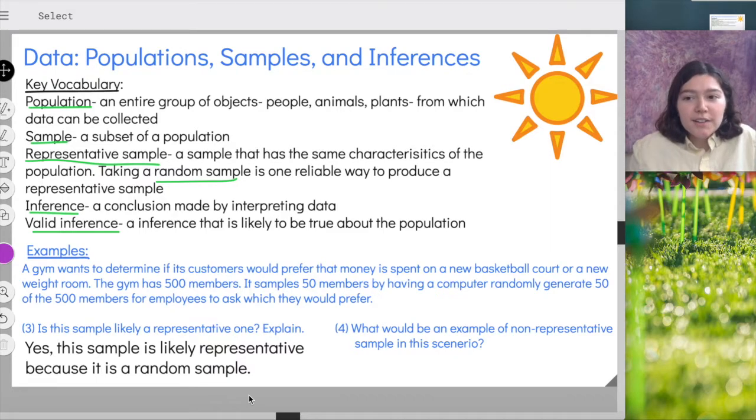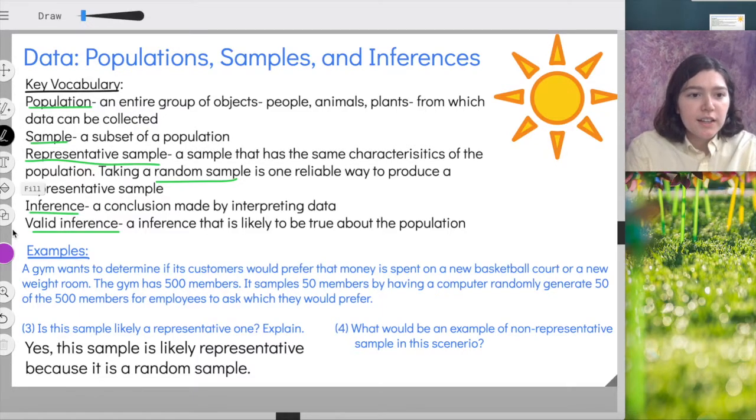Probably those people are going to say a new basketball court because they care about basketball. They're playing basketball all the time. And then if they went only to the weight room and they only asked people in the weight room, the people in the weight room are probably going to say a new weight room because that's what they really care about. So those would both be non-representative samples. If you only ask people whose situations, interests made them clearly have some strong bias. They clearly preferred the basketball court or they clearly preferred the weight room. Alright, so it's just asking for one. So I'll go with the one I started with.